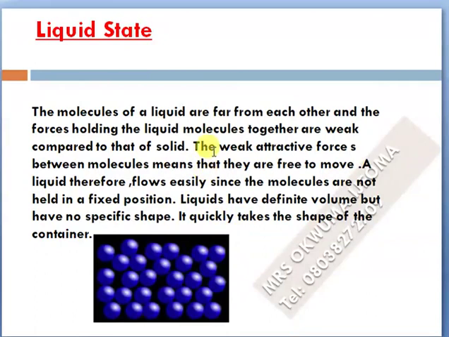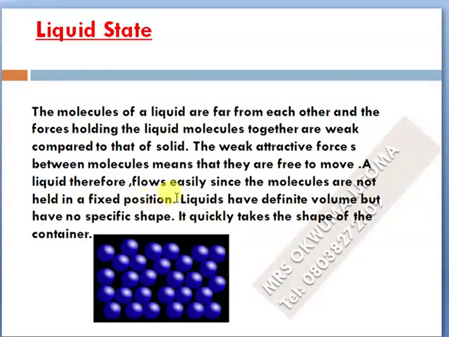Another one, the weak attractive forces between these molecules mean they are free to move. So number three, the molecules of liquid are very free to move, unlike those of solid, which just vibrate in their fixed position. But in liquid, they are very free to move. And another one, a liquid therefore flows easily since the molecules are not held in fixed position. So the fourth property is that liquids can flow easily, they can be poured.